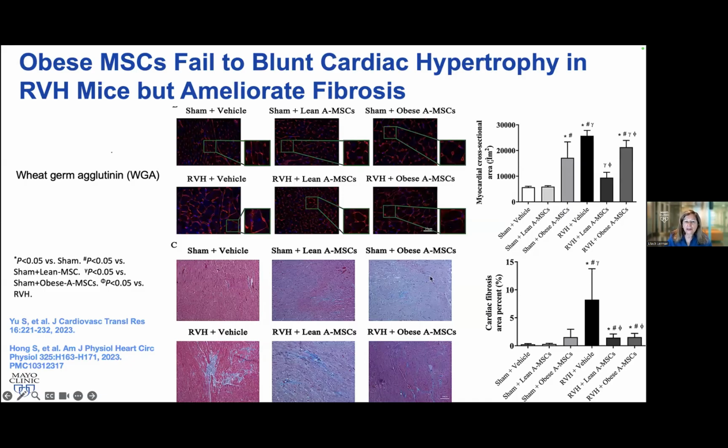On the bottom panel, you can see cardiac fibrosis that was detected by trichrome staining. And again, you can see increased fibrosis in renovascular hypertensive hearts. However, they were similarly reduced by both lean MSC and obese MSC, suggesting that not all the functions of obese MSCs are impaired.